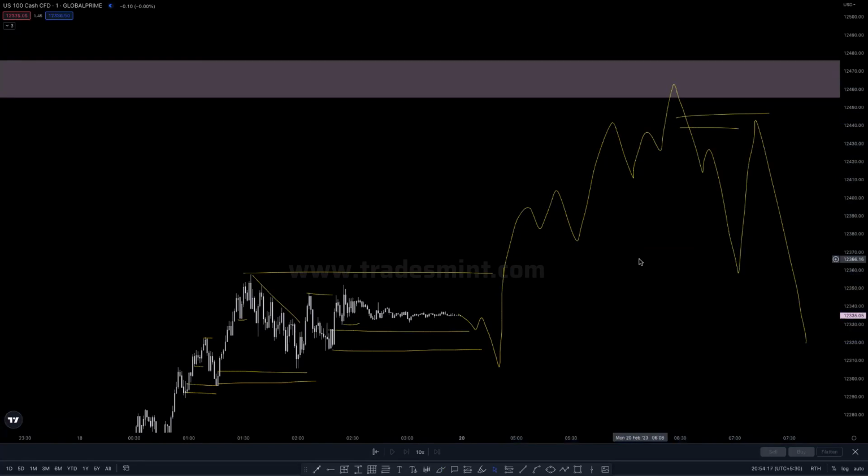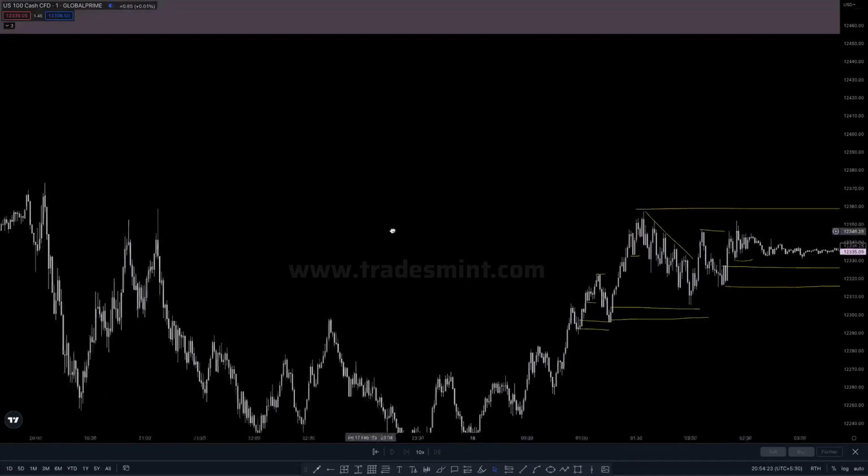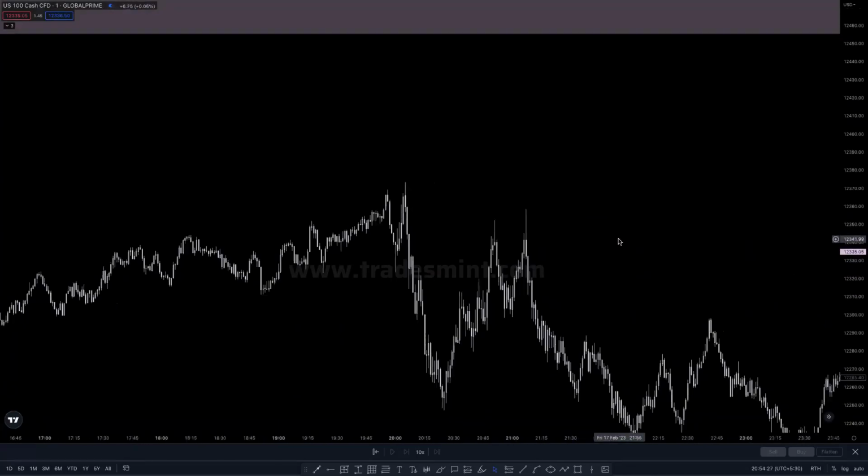Sir, for indexes, 5 minute and 1 minute? Sir, for indexes, it depends, right? If the index is open 24 hours, then you can use 15 minute as the high time frame and 1 minute for entry, similar to forex. But if the index is open for some specific hours, then you can use 5 minute and 1 minute.